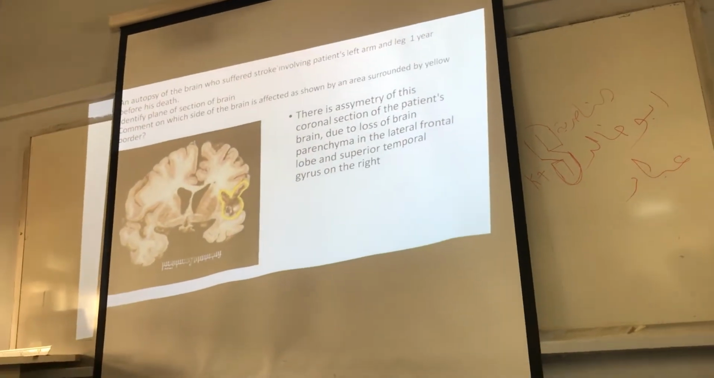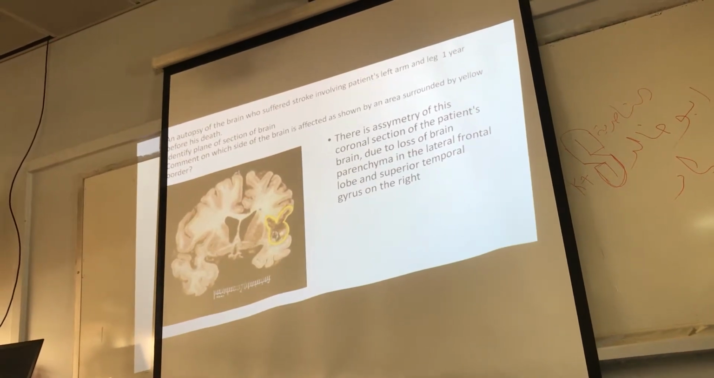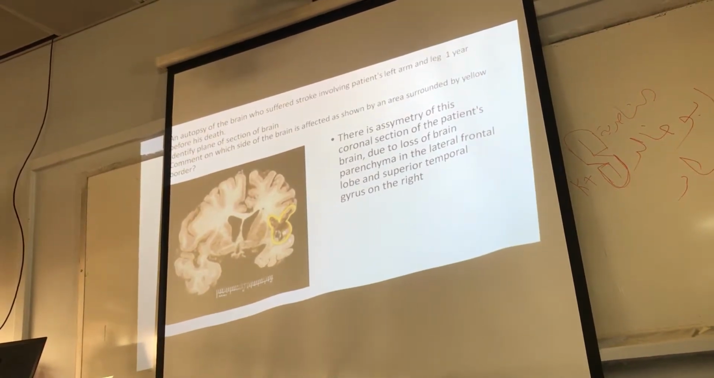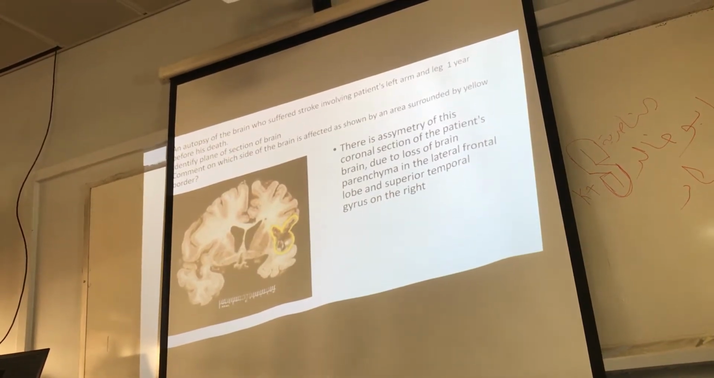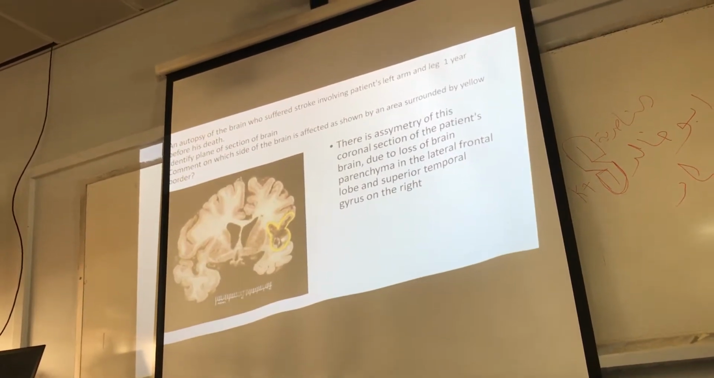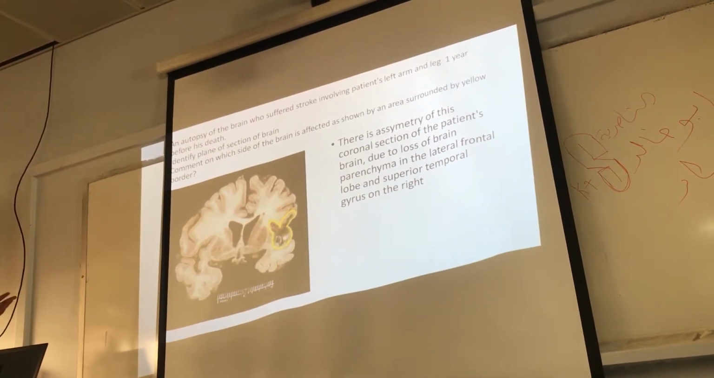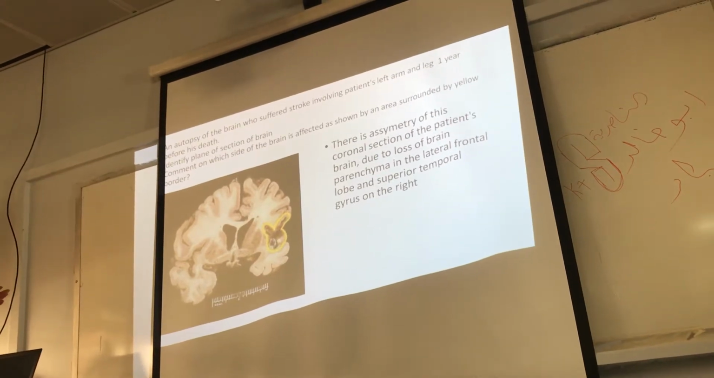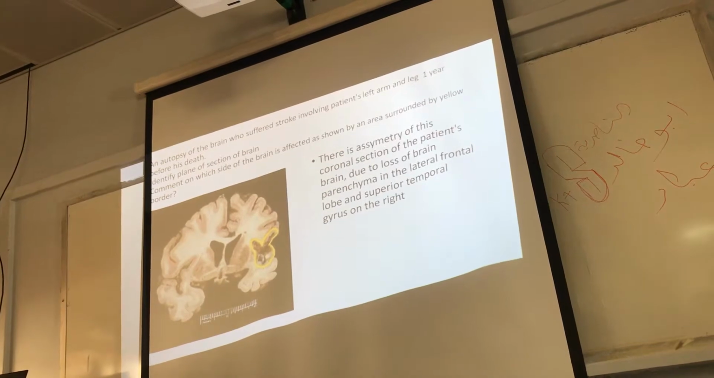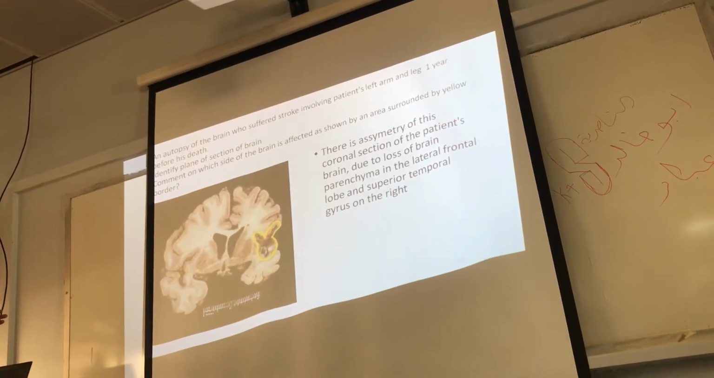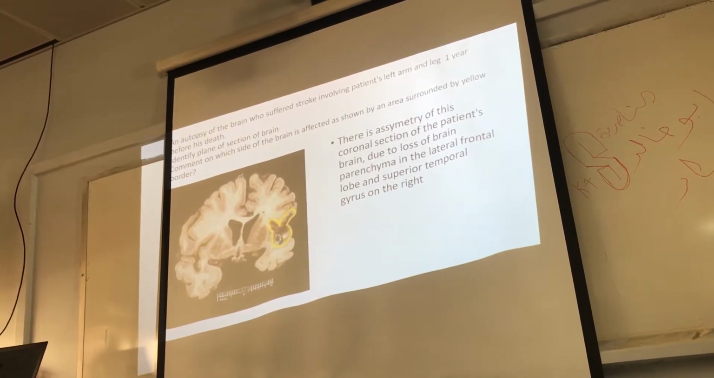Now this is the question here. For example, autopsy of the brain of a patient who suffered a stroke involving the left arm and leg 1 year before his death. Identify the plane of section, whether sagittal, coronal, or transverse. This is coronal. Comment on which side of the brain is affected, as shown by the area surrounded by the yellow border. With left arm and left leg involvement, it should be the right side.